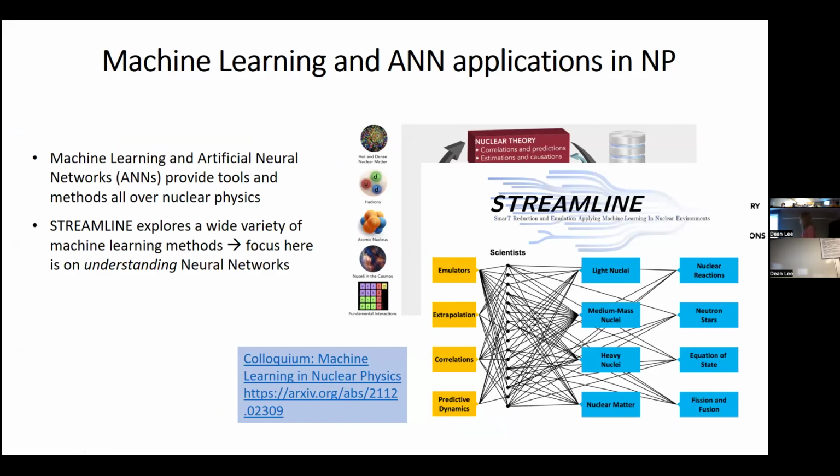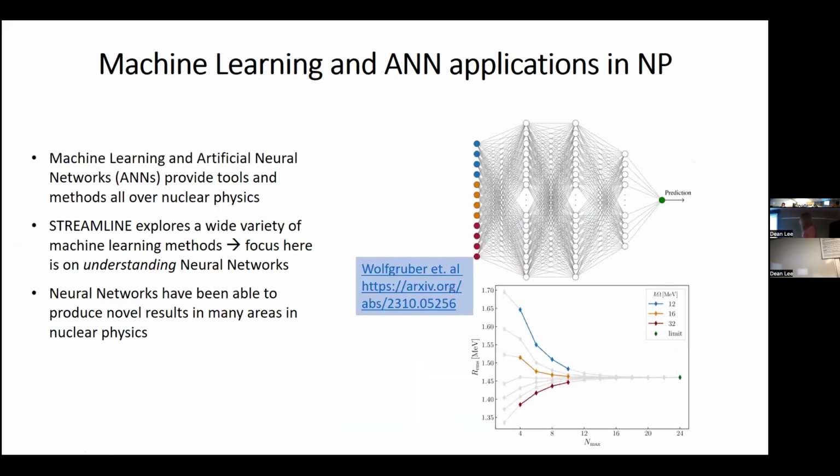I have some examples of interesting applications of neural networks within nuclear physics. This first one is from Wolfgruber and collaborators, and it's an application to the no-core shell model. As you increase your model space, the computational time is going to increase for these no-core shell model calculations for various observables. So rather than do the full expensive calculation, they notice that there is a convergence pattern and feed this data to a neural network and then use that to predict the converged observable that we care about, the radius or a binding energy or whatever we are interested in.